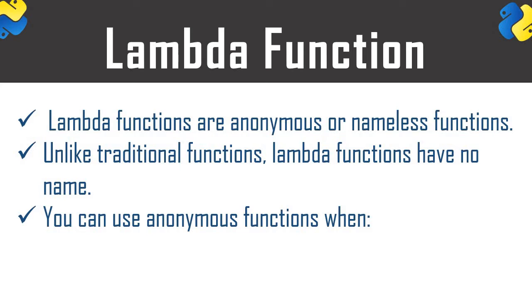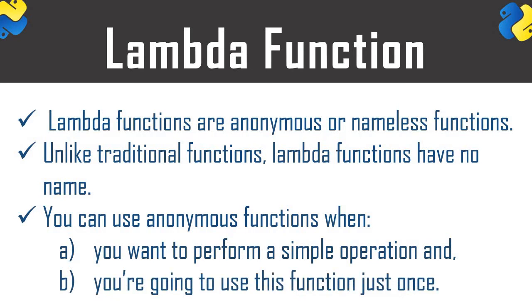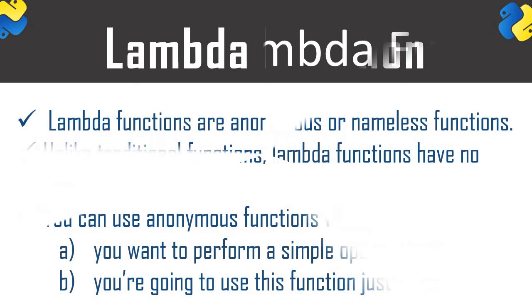You can use an anonymous function when you want to perform a simple operation and you are not going to use this function again and again. It means you are going to use this function just once. So this was the theoretical part for the lambda function. Let's see the parts of a lambda function.